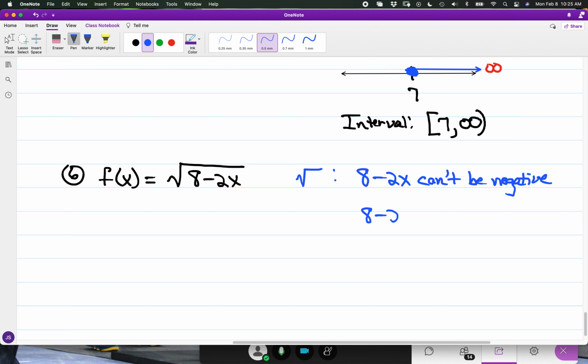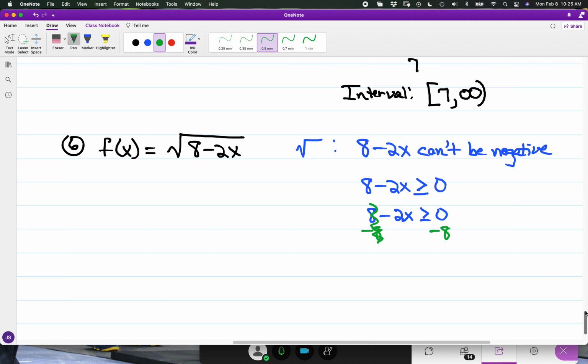So in this case, we can establish an inequality: 8 minus 2x is greater than or equal to 0. So 8 minus 2x can be positive, or it can be equal to 0. And looking at solving for x that will keep this function defined in the real number system, if we take 8 away from both sides, we have negative 2x is greater than or equal to negative 8.